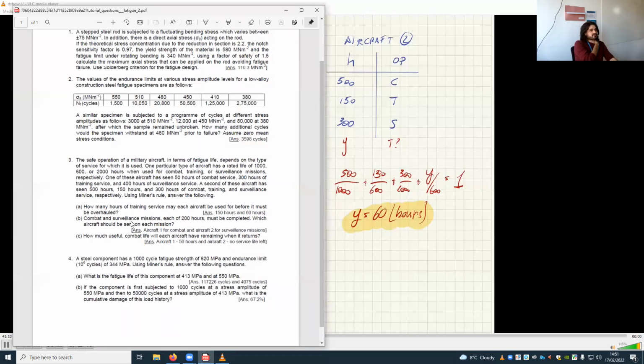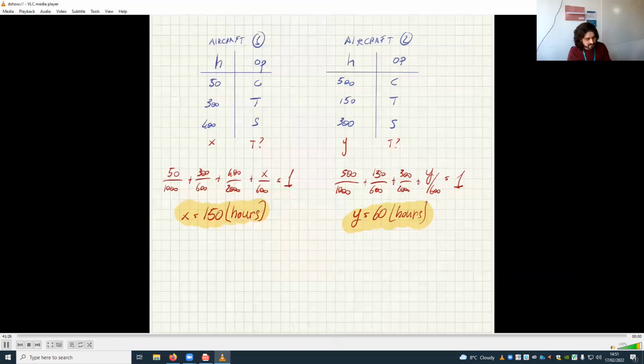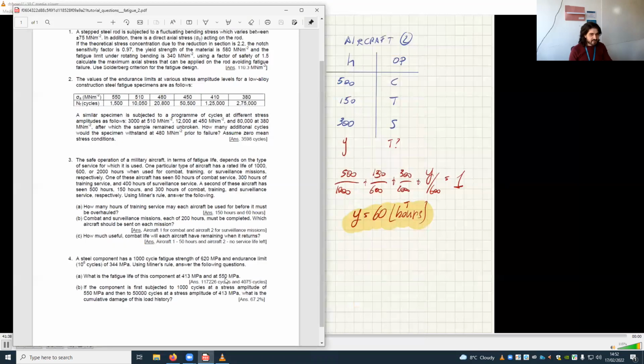Now we have combat and surveillance of 200 hours each. Now, which aircraft should we be sending on each mission? So let's check how many more training hours these are. Okay, so these are the training hours left in each plane. But how many combat hours do we have left? It's just exactly the same thing.